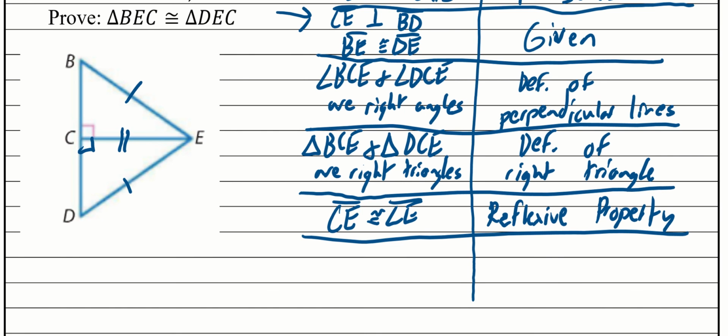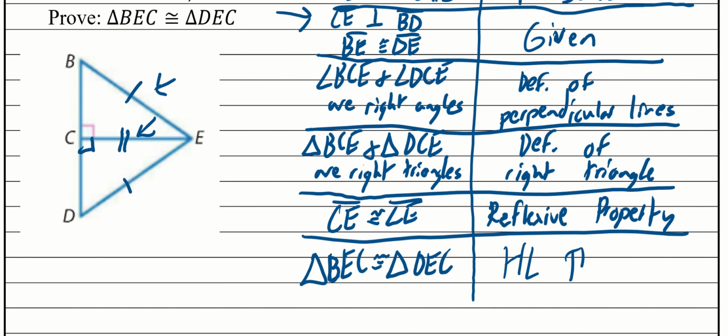Okay, now I've said somewhere in my proof that these are right triangles. I have the hypotenuse of each triangle. I have a leg of each triangle. So I can say my last statement here. I can say triangle BEC is congruent to triangle DEC. And I'm just copying that down from the proof statement. And then what is my reason for that? Well, remember, if we say that these are right triangles, it almost leads us always to one theorem, and that would be the hypotenuse leg theorem.